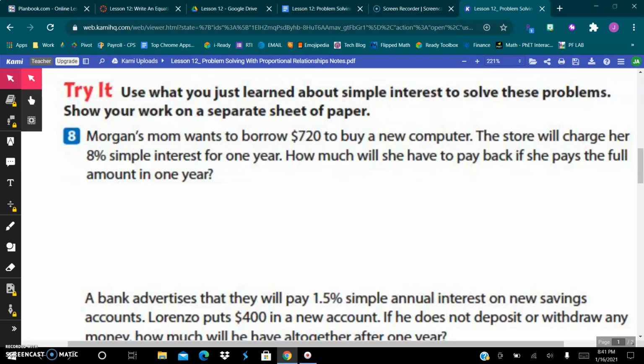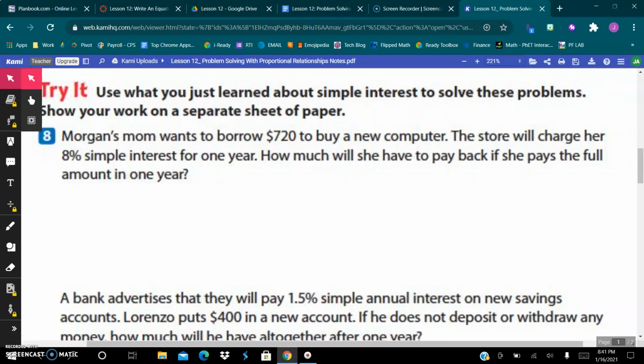All right, so use what you just learned about simple interest to solve these problems. Show your work on a separate sheet of paper. So this one says that Morgan's mom wants to borrow $720 to buy a new computer. The store will charge her 8% simple interest for 1 year. How much will she have to pay back if she pays the full amount in 1 year?